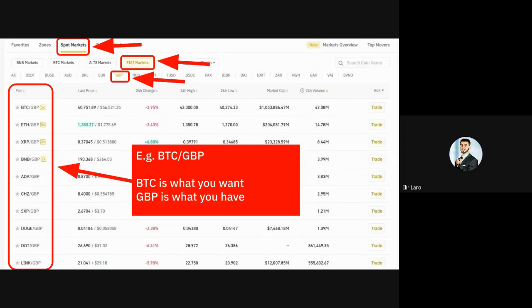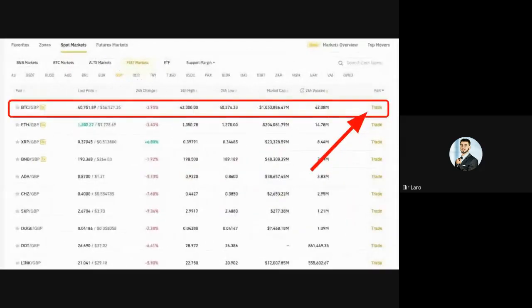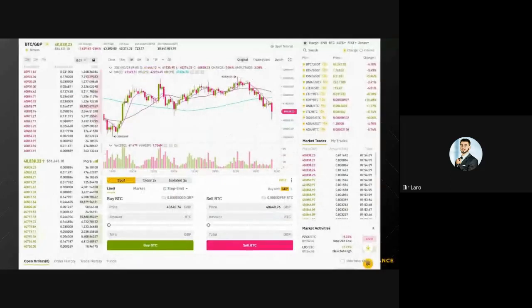Let's take Bitcoin, BTC/GBP, as an example. The first few letters before the slash are indicative of the token. Bitcoin is BTC, Ethereum is ETH, XRP is Ripple, BNB is Binance Coin, and etc. We use symbols, or tickers, to shorten the abbreviation of cryptocurrencies. So BTC/GBP: BTC is what you want to buy, and GBP is what you currently have. In this case, we would go on BTC/GBP, click trade, and this is what you see on the next page.